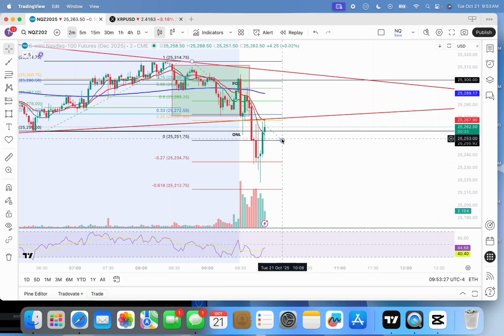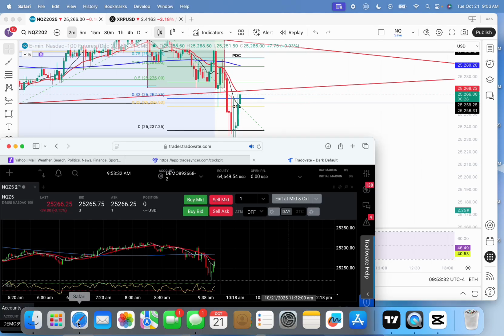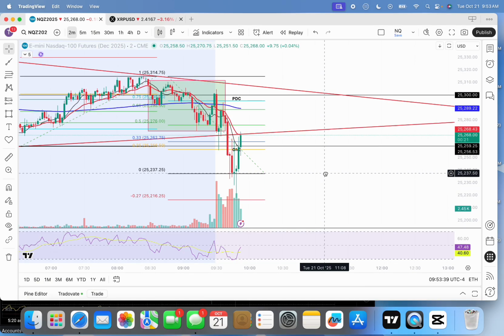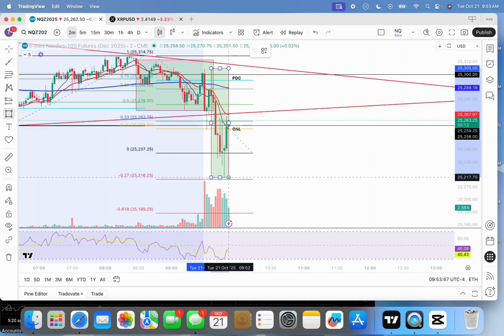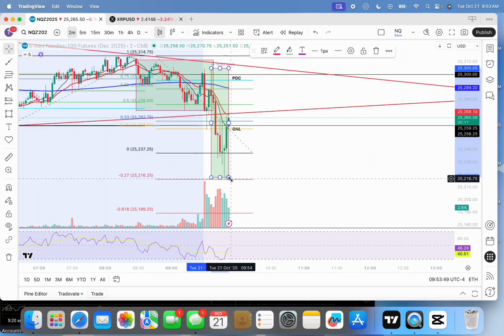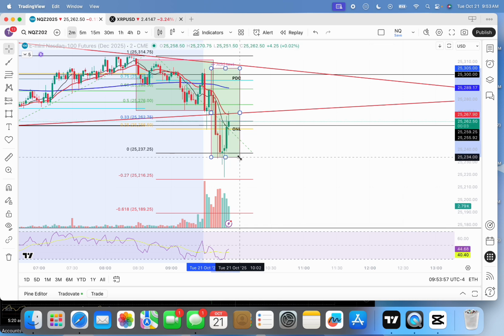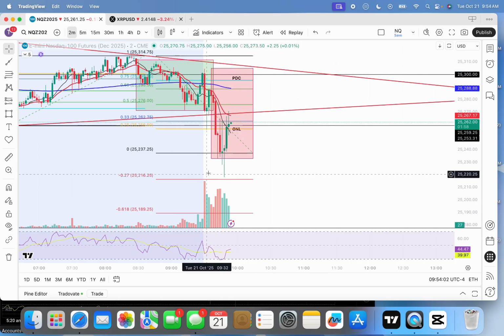Let me move my fib here. Go up a little bit. If we get, oh, the orb. I forgot to draw the orb box. So the orb started here at 9:30, and this was 9:48. So 9:45 would have been in right here. It literally faked us out here.